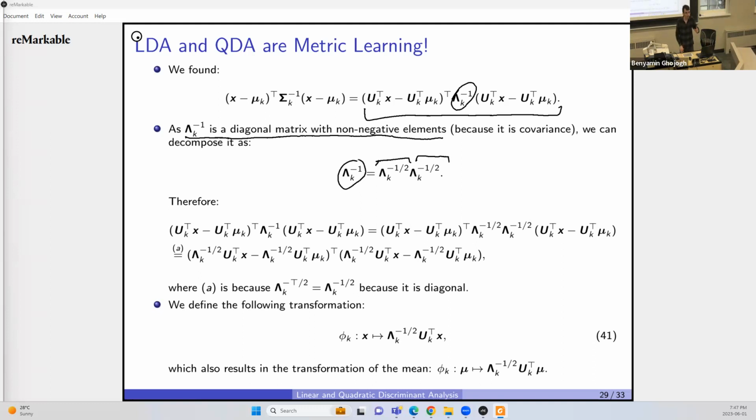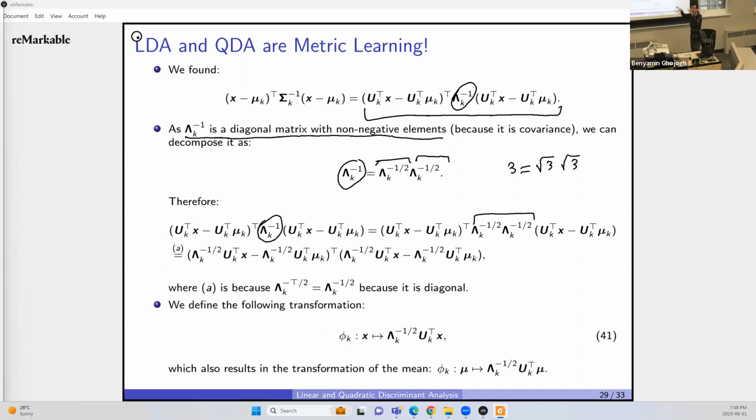Can I write a positive number as its square root times its square root? For example, 3, I can write it as this, whatever, as long as it is positive. If it's negative, we can't do that. But we know that as sigma is positive semi-definite, it's safe to do that. Therefore, I can decompose it into these.